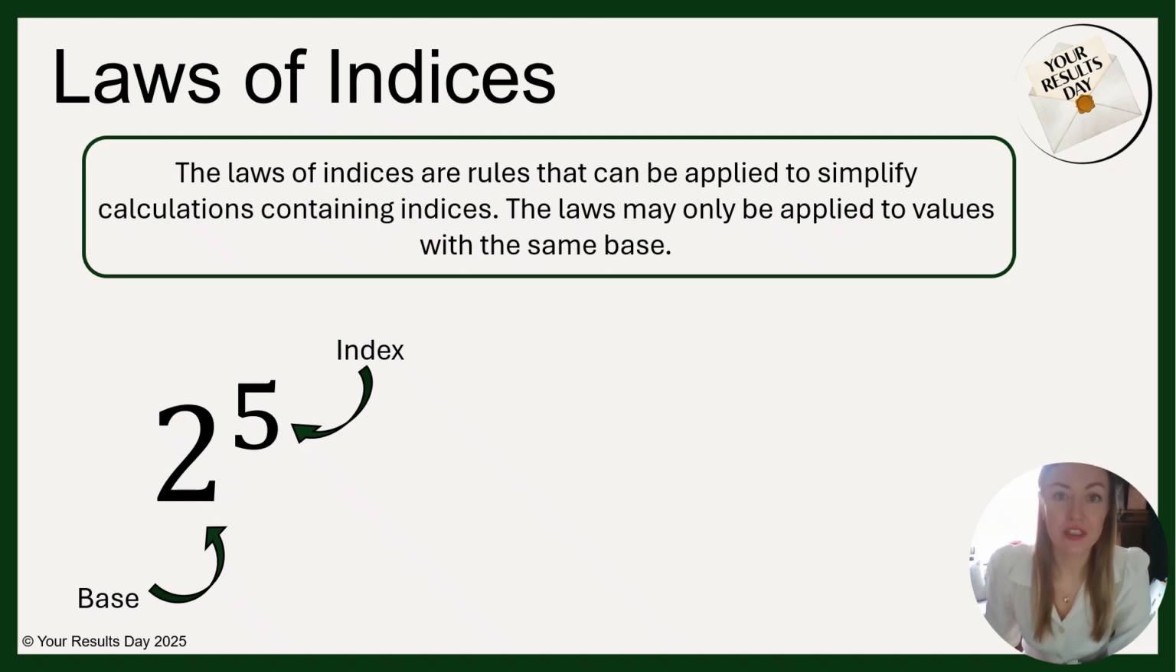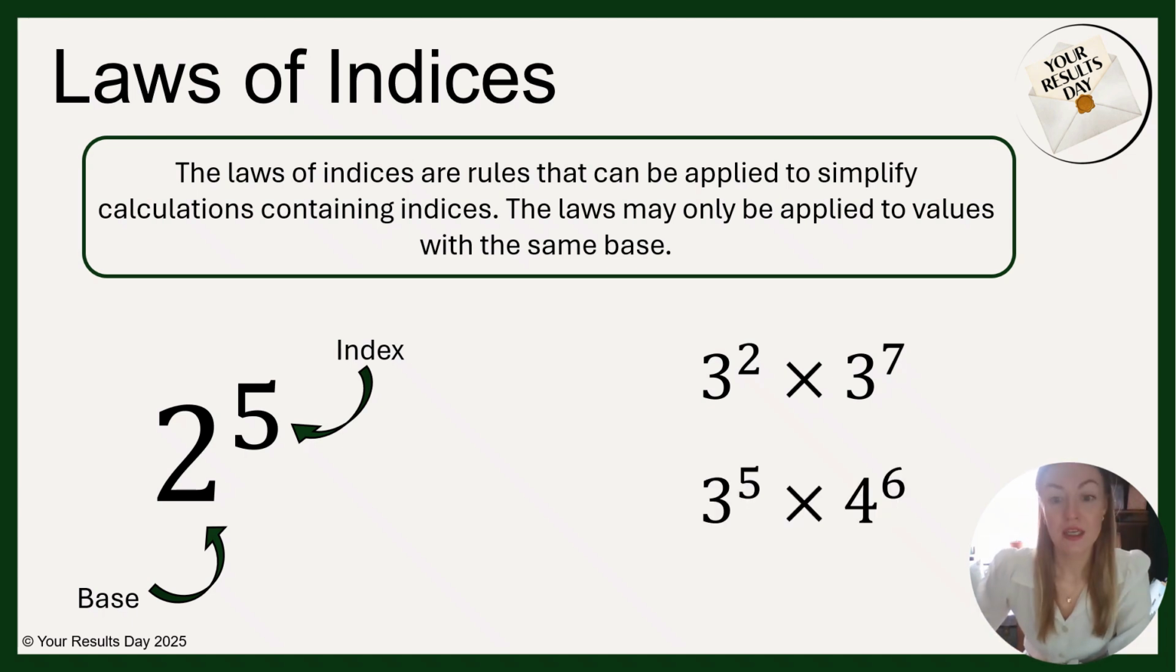One really important thing to remember is that the laws of indices can only be applied to values with the same base. 3 squared times 3 to the power of 7, they both have a base of 3, meaning I would be able to apply the laws of indices to that one. However, in this second example, 3 to the power of 5 times 4 to the power of 6, the first value has a base of 3 and the second value has a base of 4. Those are different and therefore I wouldn't be able to apply the laws of indices. So the top one's good, the bottom one is not.